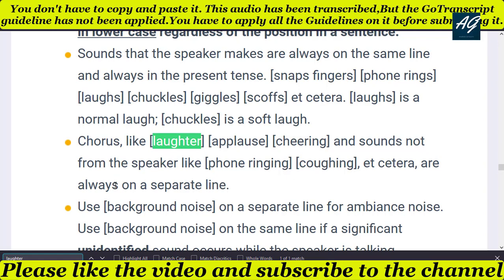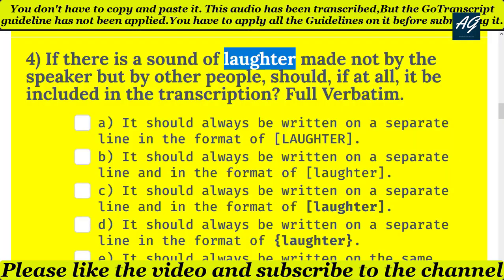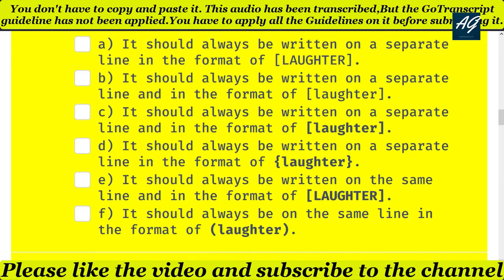So, always written on a separate line, and this is the keyword of laughter written in small letters and in brackets. That's why the first option of the fourth question is false, because the laughter keyword is written in capital letters. This B option should always be written on a separate line and in the format of laughter. So this option is correct because it follows the rule: on a separate line and in the right format as well. So that's why this option is correct.